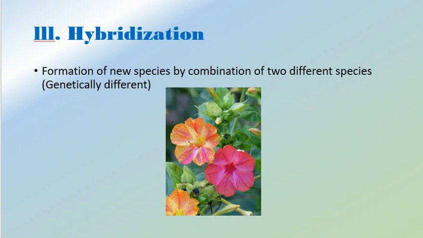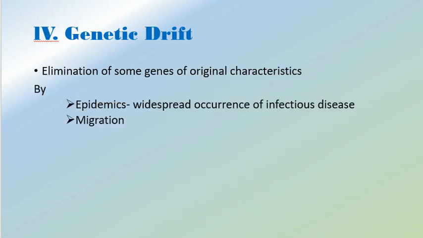The third cause of mutation is hybridization. What is hybridization? Hybridization is the formation of a new species by the combination of two different species which are genetically different. And the last cause of mutation is genetic drift.